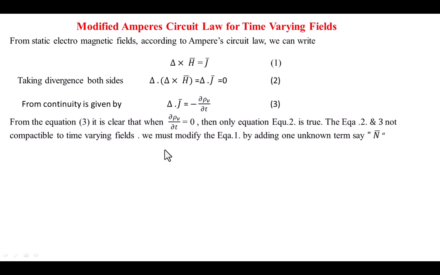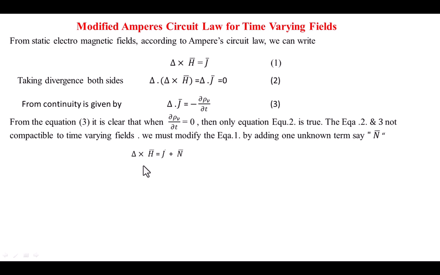From the three equations, we can say very clearly that only if the divergence of J bar equals 0, the equation 2 is true. Equations 2 and 3 are not compatible for the time varying field. So, in addition to J, we are adding one more term, that is N bar. So equation 1 we can write as curl of H bar equals J bar plus N bar.